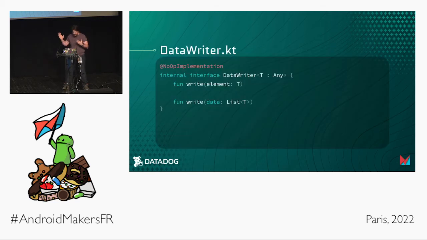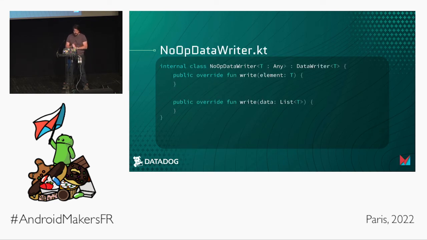And so you can have an interface that's written like this with the @no-op implementation, where we say, okay, basically I want the KSP to generate a class that implements this interface but does nothing. I won't go into the details of the implementation, it's very straightforward, but basically it's going to create this class that implements the interface, and it's going to say, well, I'm going to implement it, but I'm doing nothing.